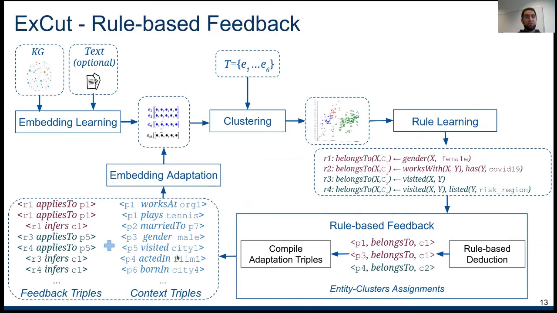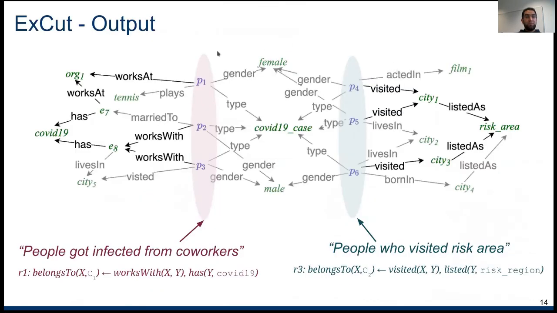In addition, we add some context triples from the KG. These are the triples or facts surrounding the target entities in the original knowledge graph, which should regulate the update, preventing the overfitting to the rules. The final output will be clusters of entities, each with their explanations.